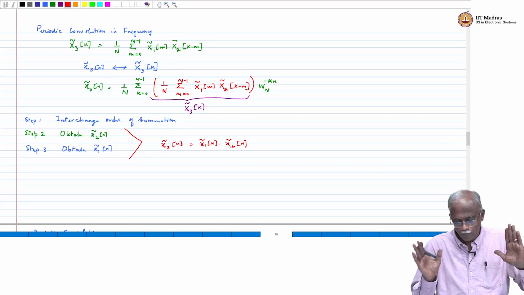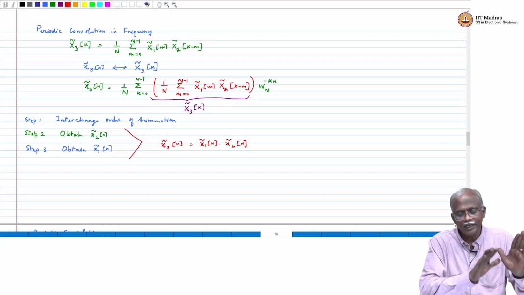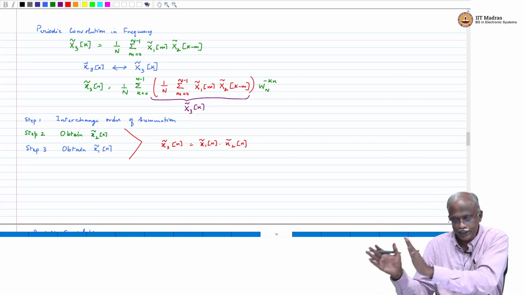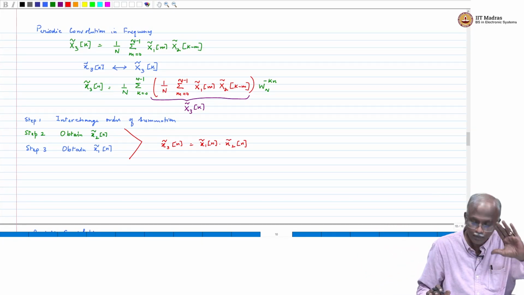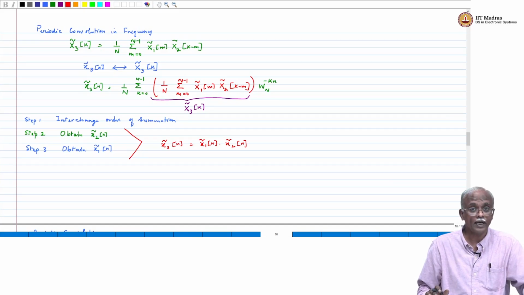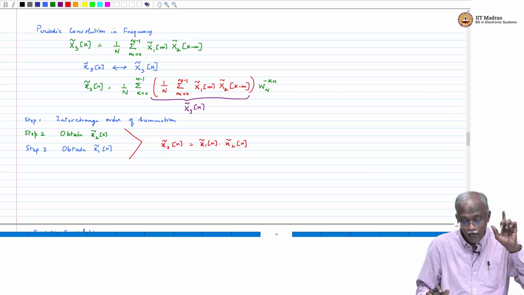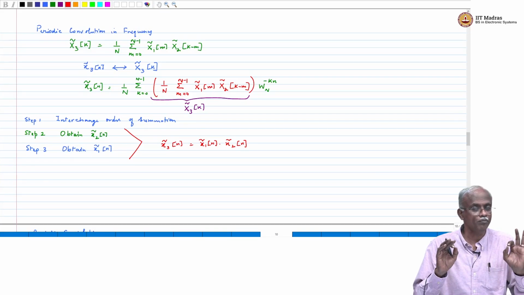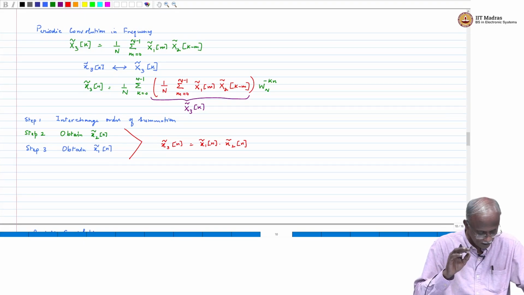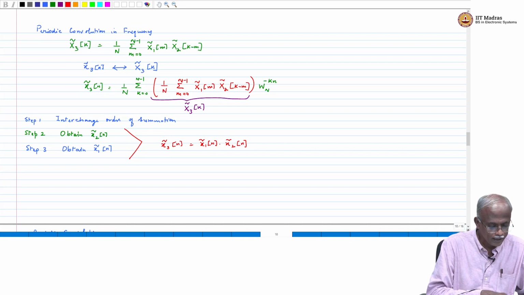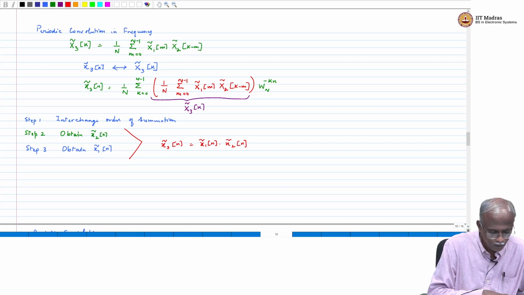So convolution in time produces multiplication in frequency. Convolution in frequency produces multiplication in time, exactly the same as what we had for the discrete time Fourier transform. However, we are talking here about periodic convolution. That's the important thing to keep in mind, so that you will not get confused by the example that we are looking at.